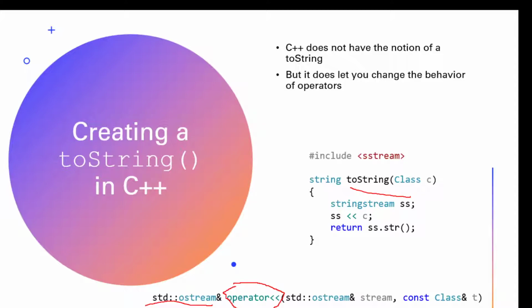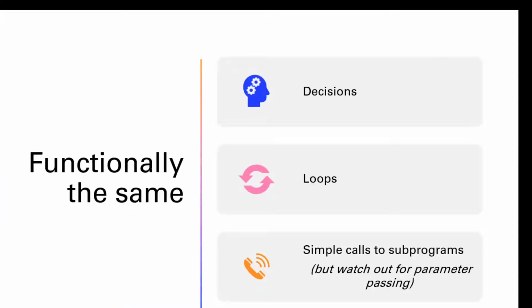All right. So the good news of moving to C++ is there is a ton of this that is really functionally the same. Your basic decisions, loops, and calls to subprograms are basically all the same.